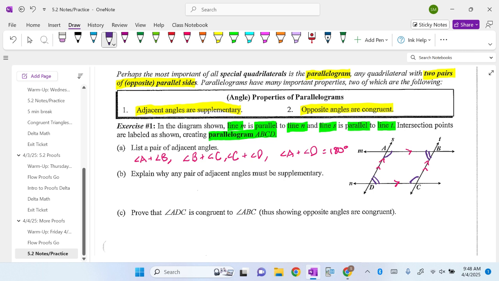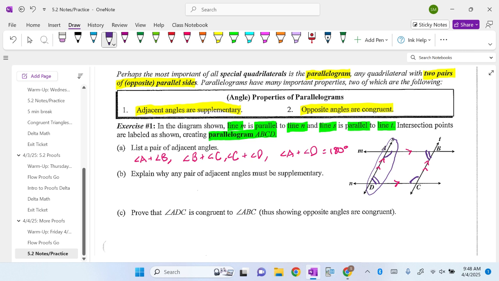Because if this all adds up to 360 degrees, and I'm just looking at two of those angles, if they're not the two congruent angles, what should they add up to? 180, half of 360. We're looking at two angles out of 4. That's half of 4. Half of 360 is 180. So that's why they're supplementary.